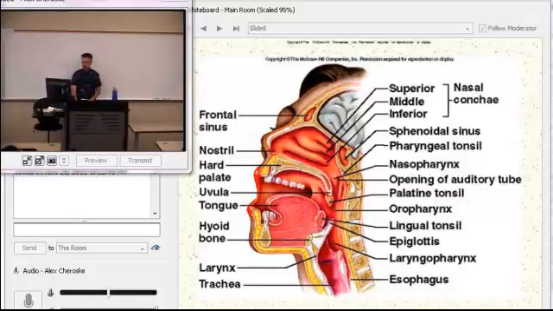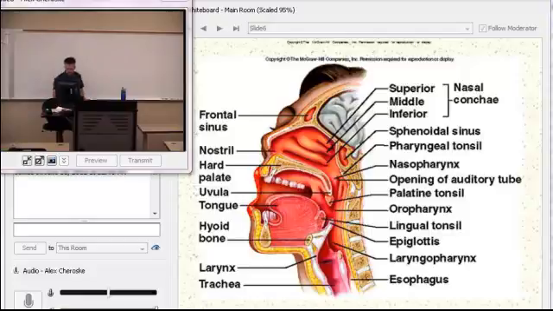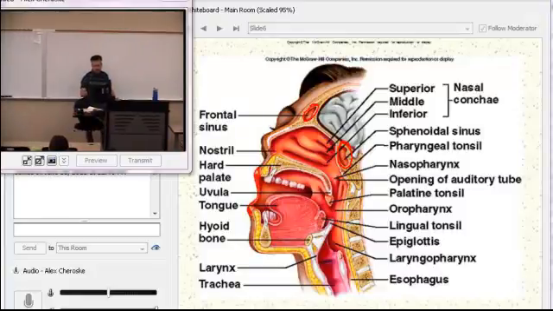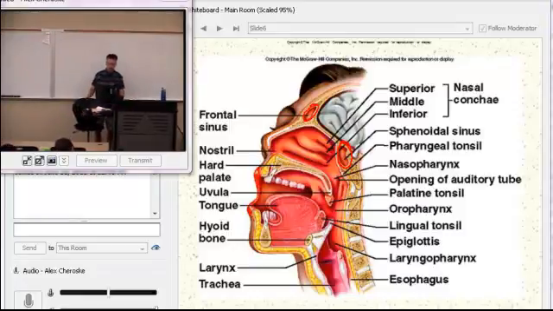Okay, and you can see some of them right here. So for instance here, the cross-section of the frontal sinus right there. Here's a cross-section of the sphenoidal sinus right there. And then the maxillary sinuses are off to the side. So because this is a mid-sagittal cut down the middle, we can't see those maxillary sinuses, but they're right here.